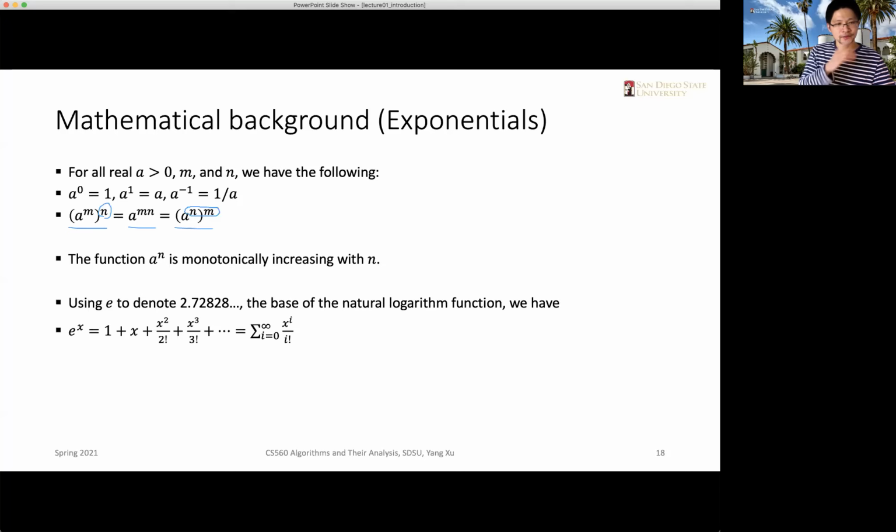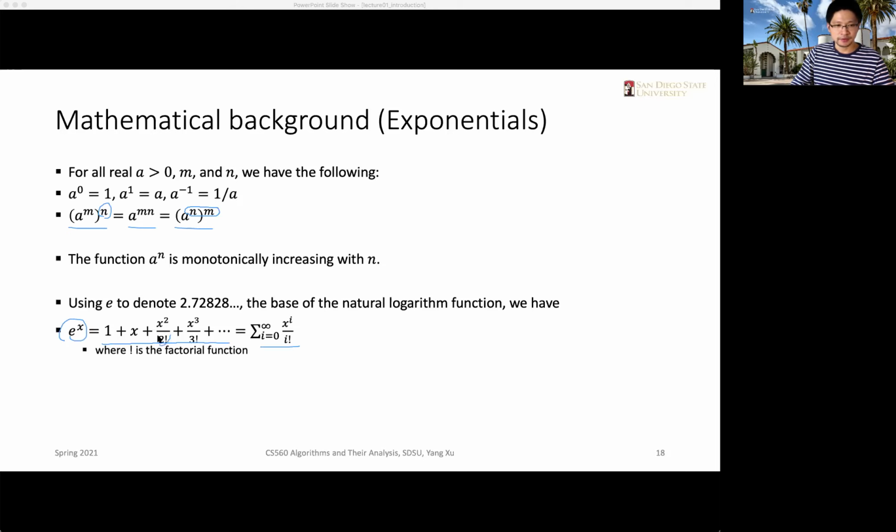All right. So when the base of the exponential function is the number e, we can use this e to define a set of special functions. For example, the natural exponential function, e to the power of x, can be defined by this series, and it's an infinite series.